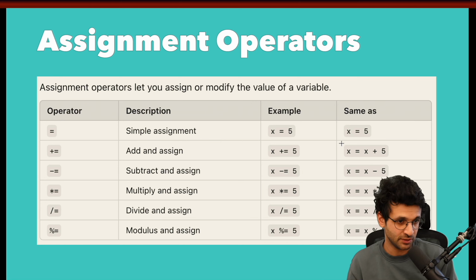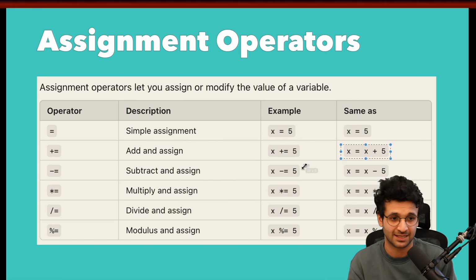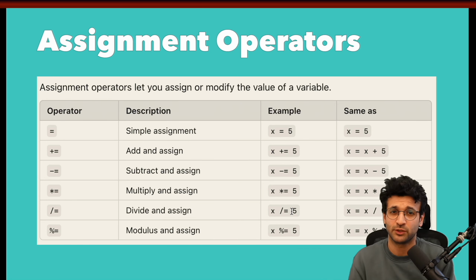The other assignment types are basically shortcuts for doing what we just did. So if you want to do x equals x plus 5, you could just do x plus equals 5, and that will translate into that. Same for minus equals, x equals x minus 5, multiply equals, divide equals, and modulus equals. It should be pretty straightforward.